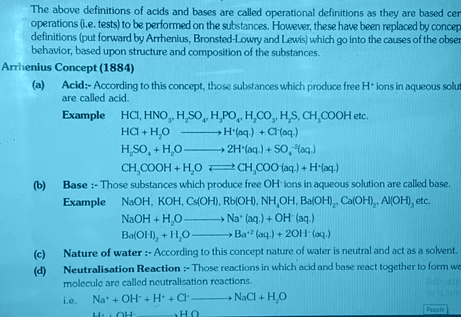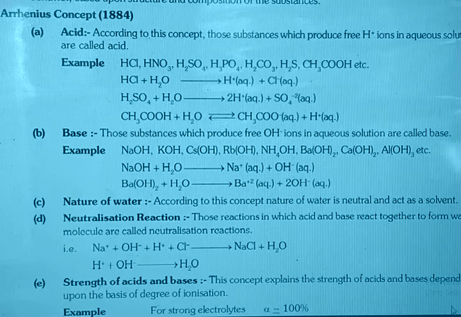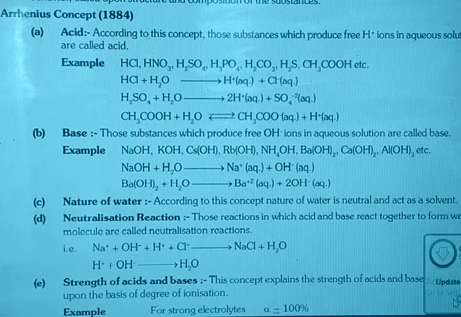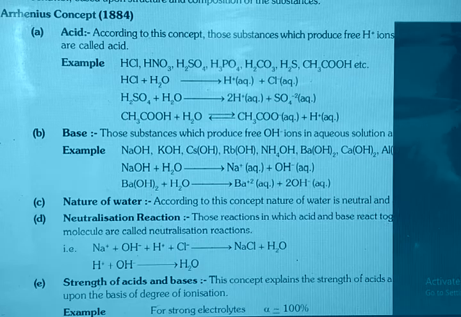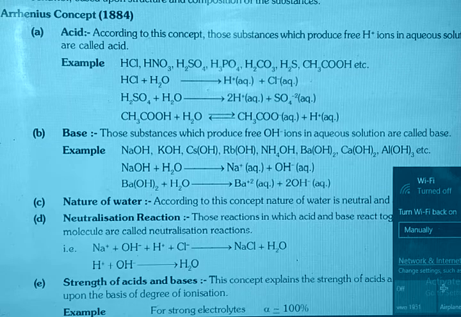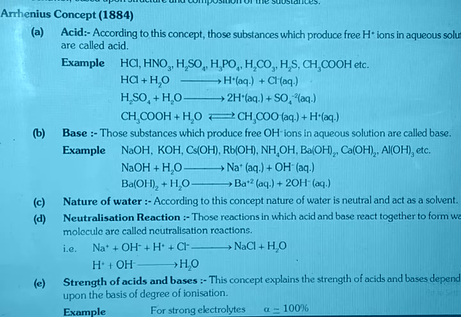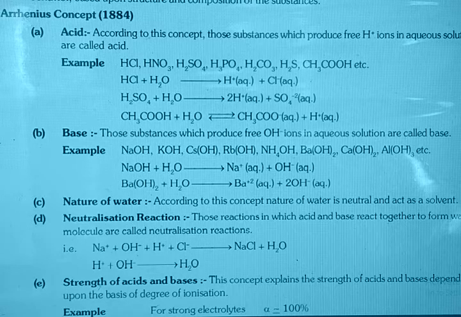Arrhenius gave his concept in 1884. According to this concept, those substances which produce free hydrogen ions in aqueous solution are called acids. Means the chemical species which dissociate hydrogen ions in aqueous solution are called acids. Now you can understand why I said this, because according to this you can understand why scientists gave these conceptual theories: any chemical species which dissociates hydrogen ions in aqueous solution is called an acid.